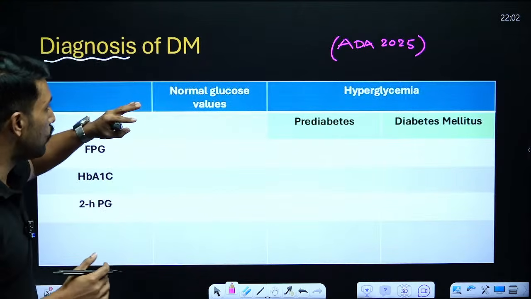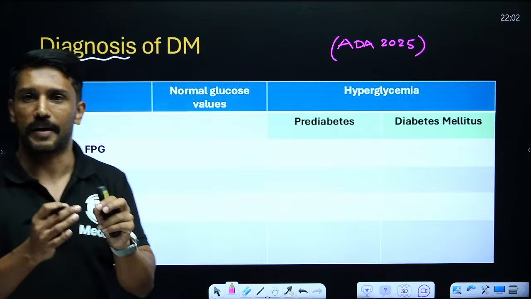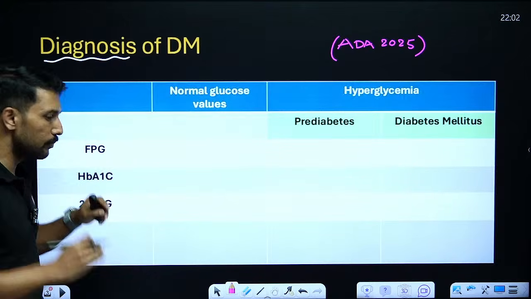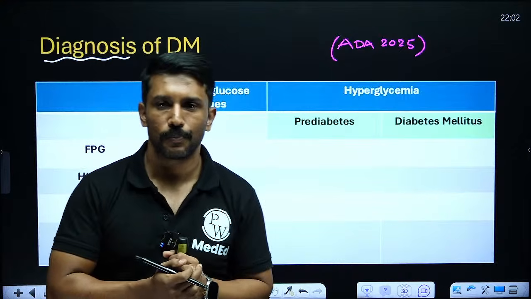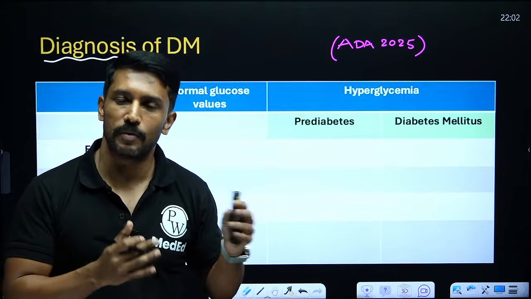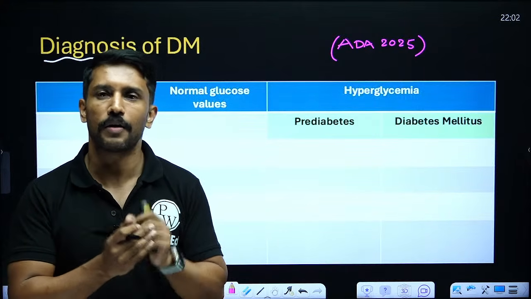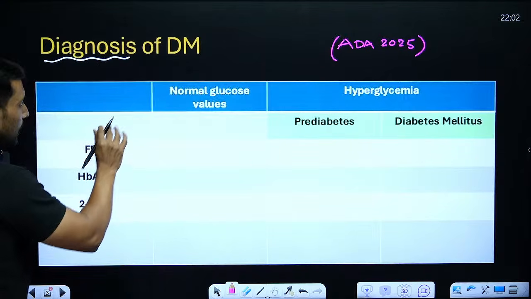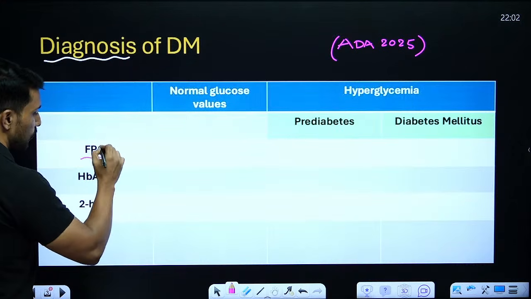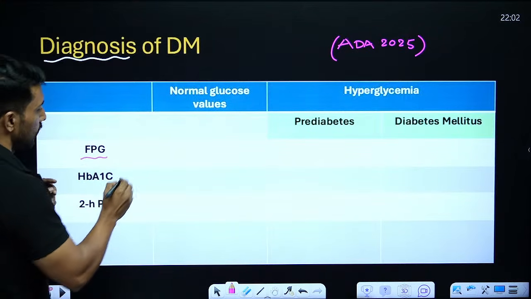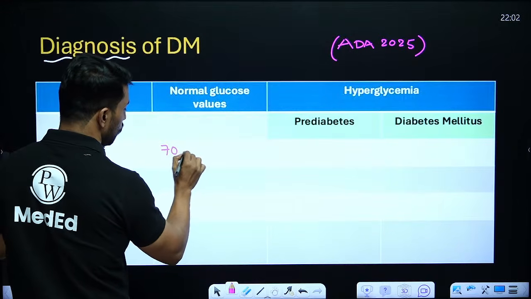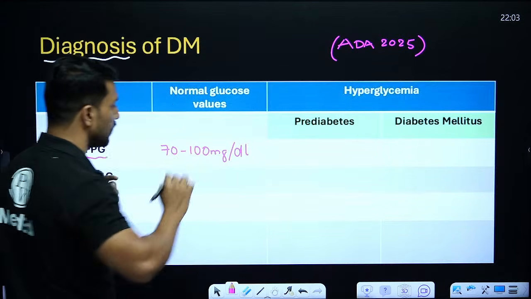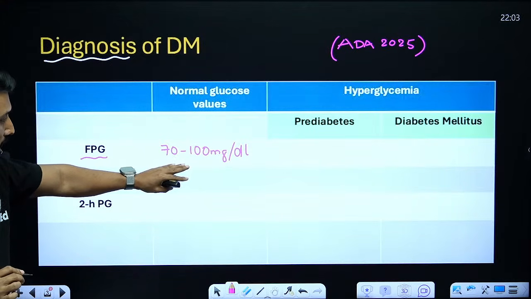Now, when do I say that a person is diabetic? I can call a person diabetic if his fasting blood glucose level is above a certain threshold, or if his 2-hour postprandial blood glucose level is above a certain threshold, or if his HbA1c is above a certain threshold. So what is that threshold? Normal fasting plasma glucose values range from 70 to 100 milligrams per deciliter.